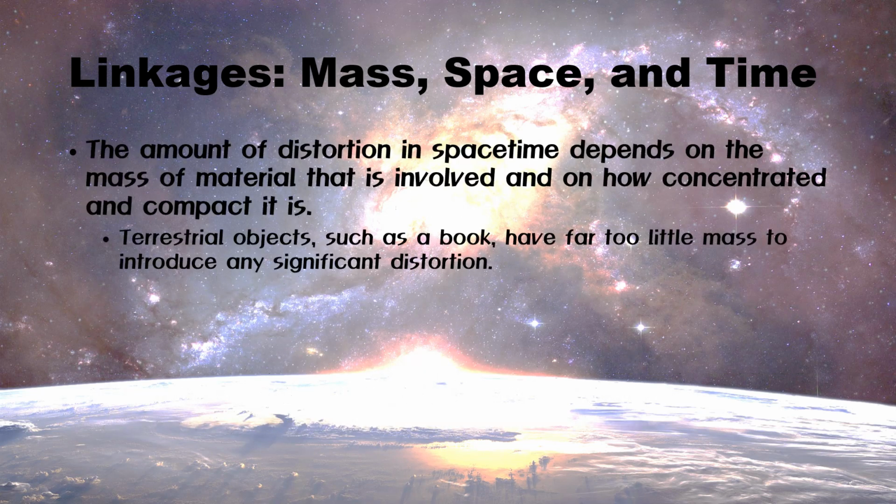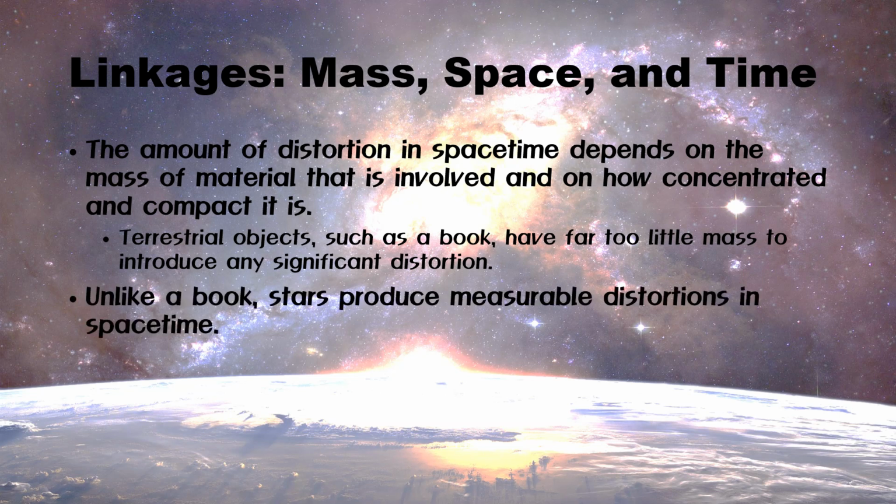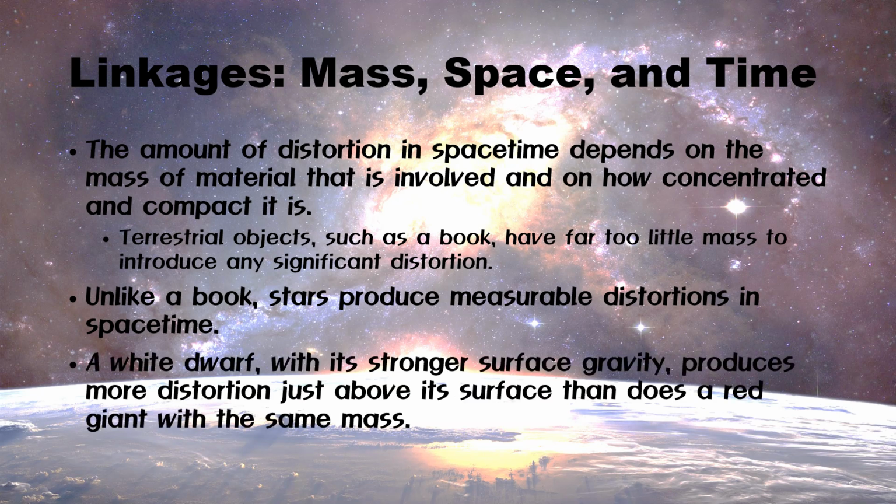Now, the amount of distortion in space-time depends on the mass of material that is involved and how concentrated and compact it is. Terrestrial objects, such as a book, have far too little mass to introduce any significant distortion. Unlike a book, though, stars produce measurable distortions in space-time. A white dwarf with its stronger surface gravity produces more distortion just above its surface than, say, a red giant with the same mass.